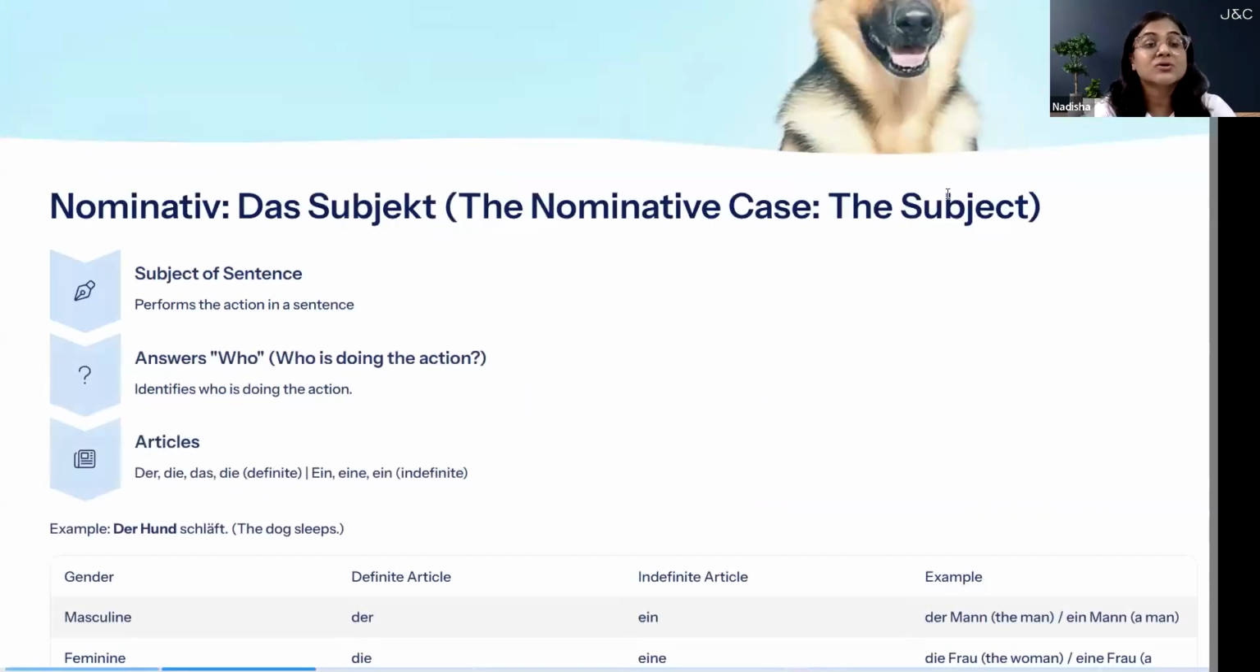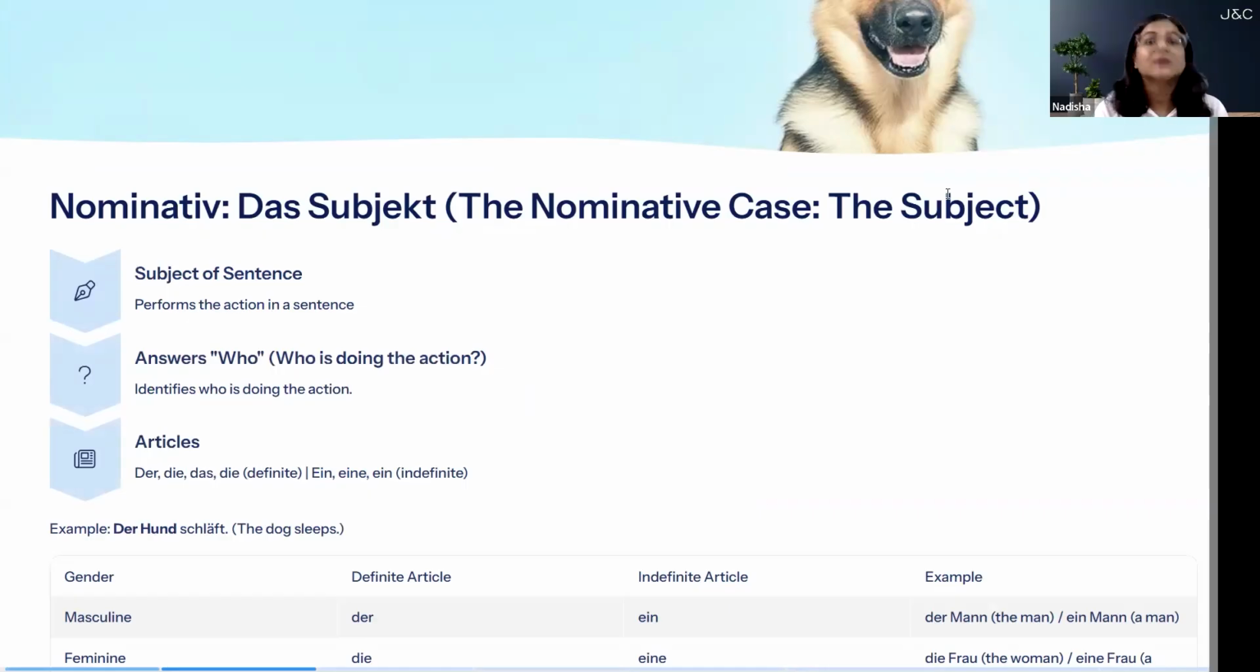First of all, we'll focus on the nominative case. Nominative is the subject. Subject is someone who does the action, who does the verb. Okay, the doer. The doer is the subject. And the subject is nominative in German. You have to ask the question who. Who is doing the action?